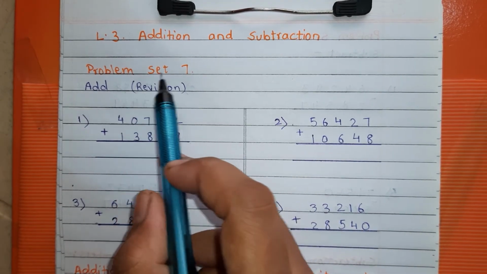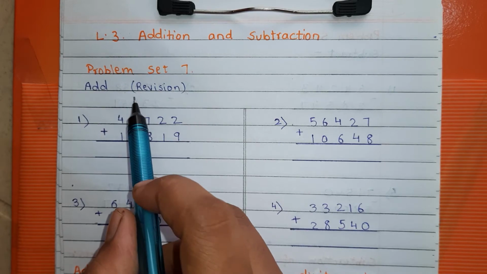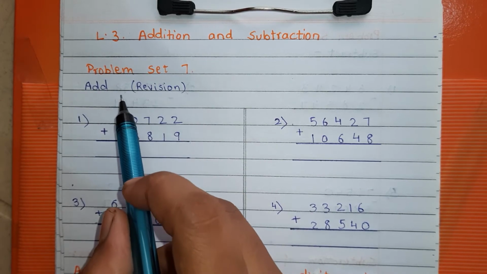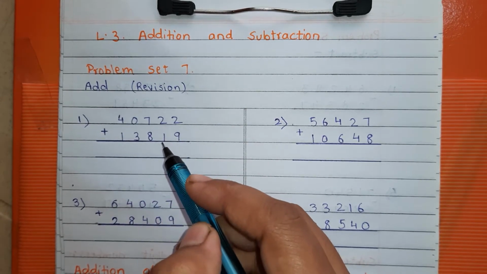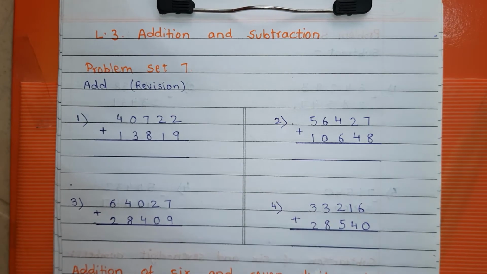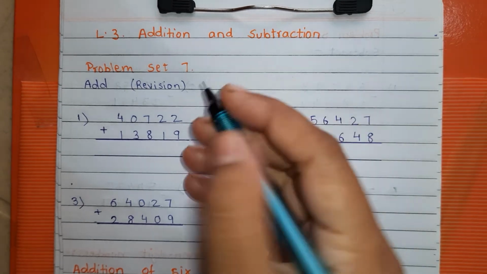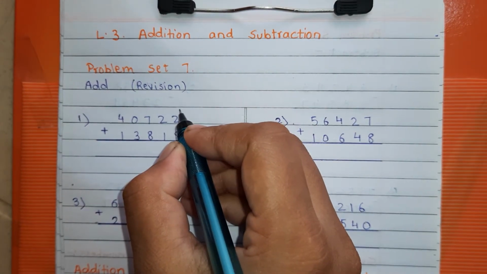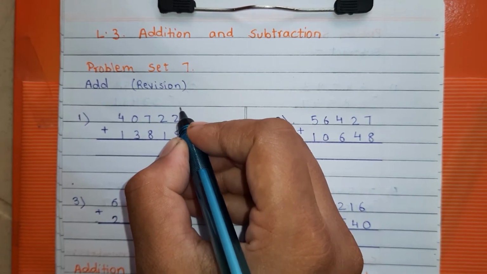Here in problem set 7 they have given us just a revision of the addition problems that we learned in the previous class, in 4th standard. So let's begin with this problem set 7. You have to solve this in your notebook also.